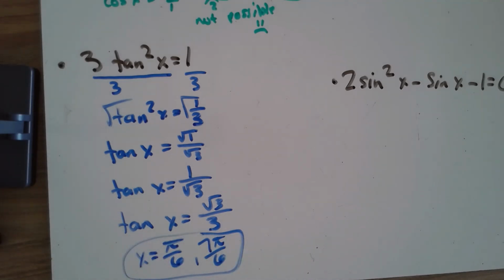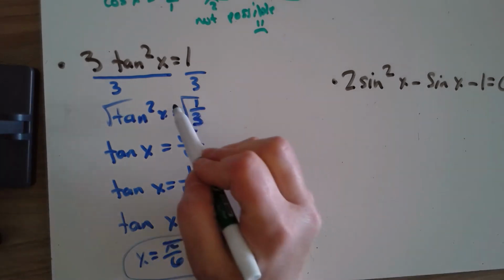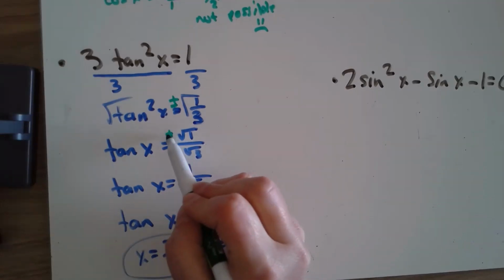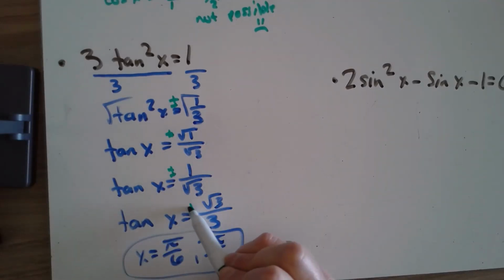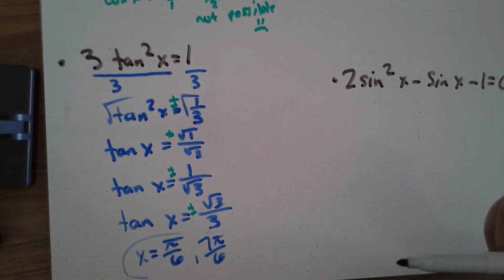So this one's a little bit different from the last one because I've got two answers, but I made a mistake. Hopefully you guys spotted it. When I take the square root, what do I need to do? Plus or minus. So I am actually missing two answers because of that square root, I had to take the plus or minus.